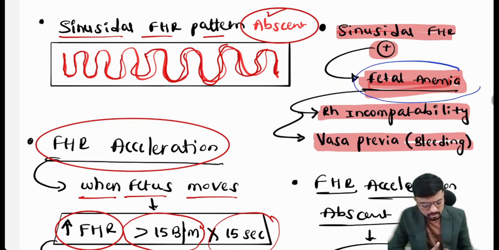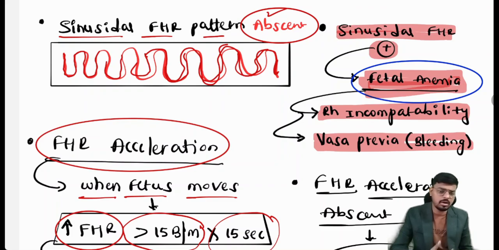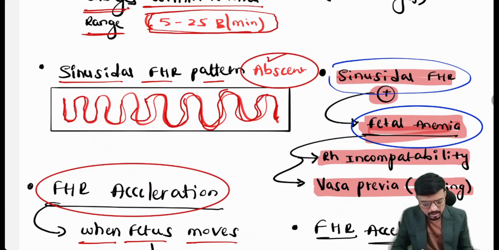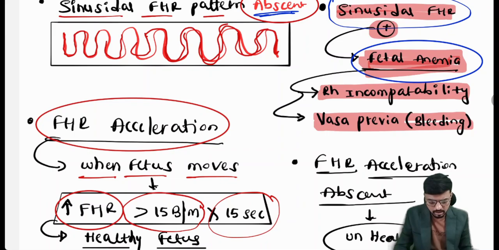So in Rh incompatibility or in the case of vasa previa, there is a chance of fetal anemia, and if the fetus is suffering with anemia, a sinusoidal heart rate pattern will be present. Normally it should be absent. If it's present, that indicates fetal anemia. Very important question for your upcoming exams.